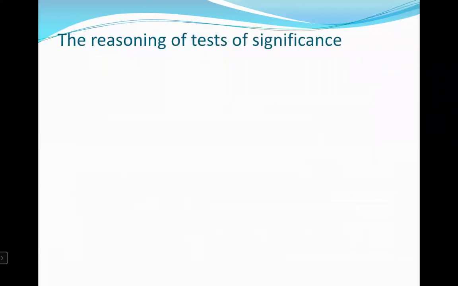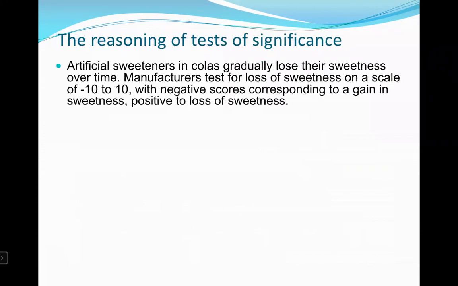The reasoning of tests of significance. Artificial sweeteners in colas gradually lose their sweetness over time. Manufacturers test for loss of sweetness on a scale of -10 to 10, with negative scores corresponding to a gain in sweetness, positives to a loss of sweetness.